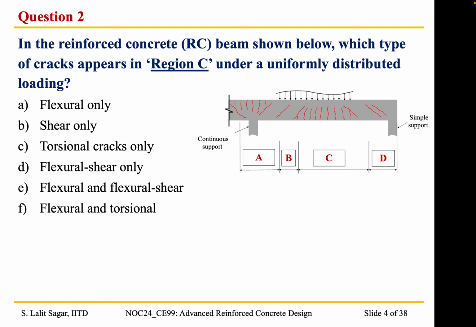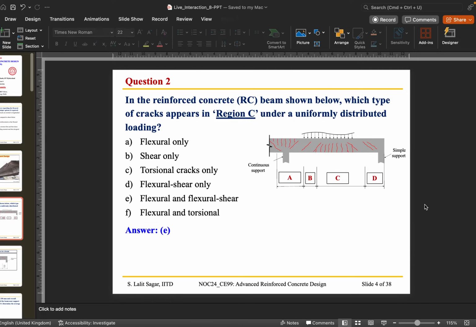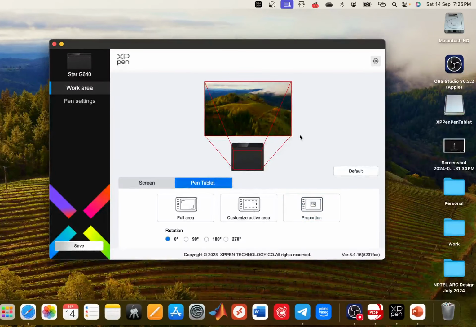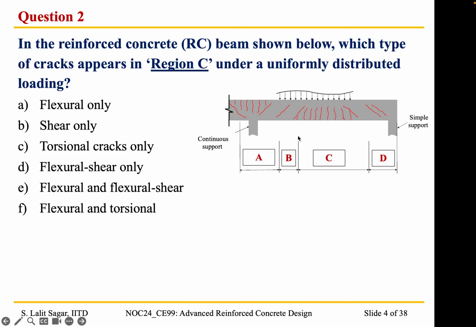Okay, so I think we can look at the answer. I think there is a mistake actually. So it has to be option E. Option E is the right answer, because what we have seen here is a reinforced concrete beam that is simply supported on one end and continuously supported on the other end. So here the bending moment is 0, but shear force is very high.